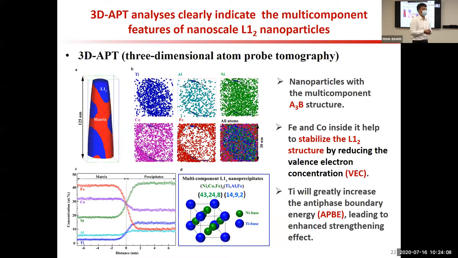In this way, the valence electron concentration of the nanoparticles will be reduced accordingly. This helps stabilize the L12 structure and avoid the formation of detrimental brittle phases. Another thing we have to notice is titanium. Titanium was also identified inside these nanoparticles, and titanium occupies the aluminum site. The titanium mainly occupying this site will greatly increase the antiphase boundary energy of the nanoparticles, which will lead to an enhanced strengthening effect by increasing the barrier for dislocation motion.